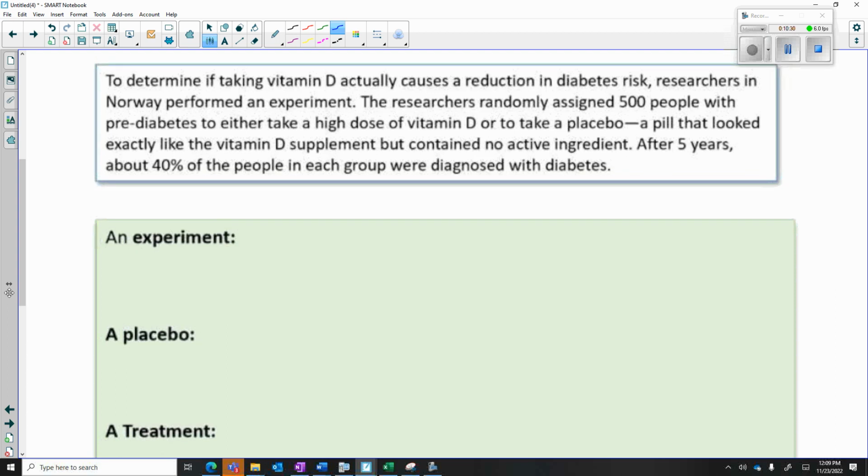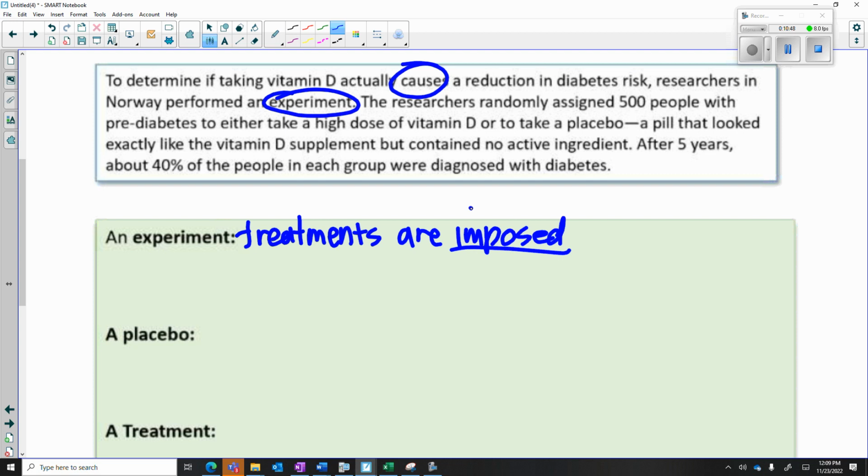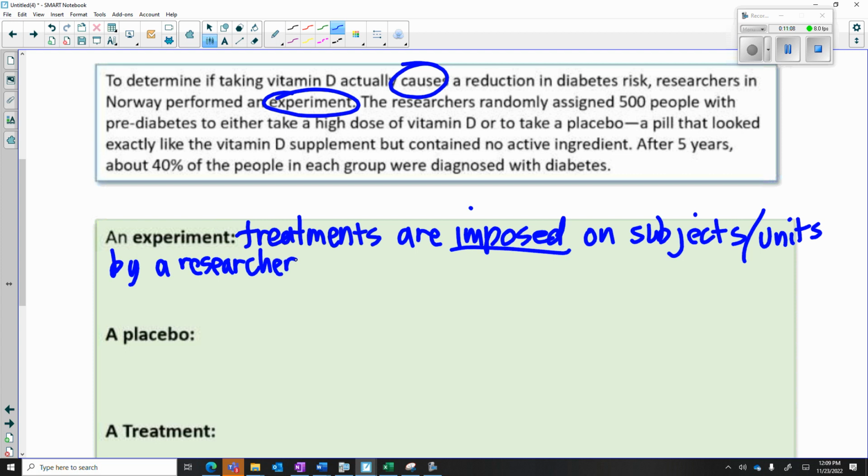So if you look down below, it says to determine if vitamin D actually causes the reduction in diabetes, now we're going to do what's called an experiment. An experiment's going to be different because the treatments, which are going to be the use of vitamin D or not, are actually imposed deliberately on the subjects, which are the people who are participating in the experiment, or the experimental units, if they are like animals or plants or whatever. And they are imposed on the subjects by a researcher. So we're telling them, okay, you guys go take vitamin D, you take a placebo, but we're not going to tell them it's a placebo, which we'll get into in a second.